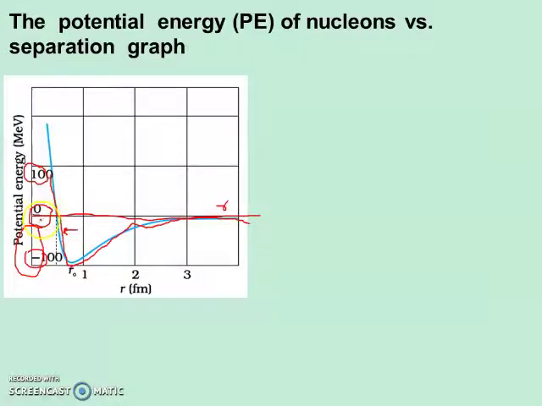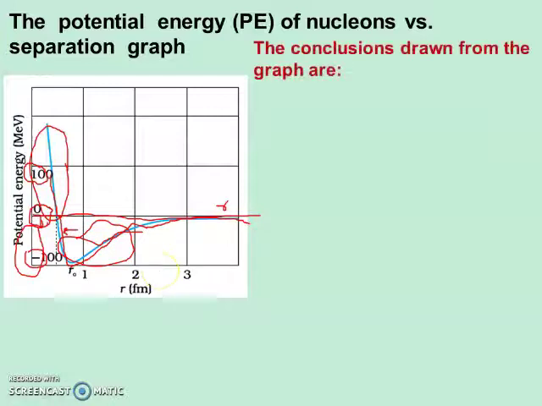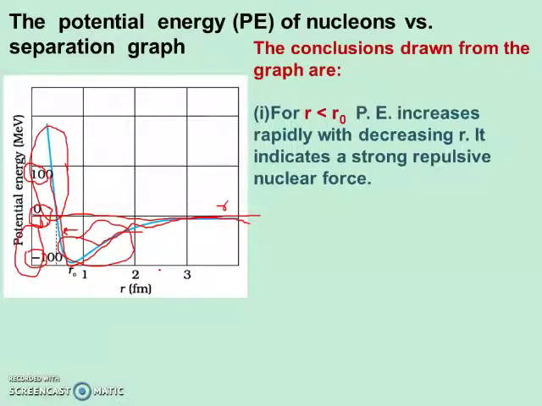Below this R0 equilibrium distance, there is a force of repulsion, and above it there is a force of attraction. It means if R is greater than R0, the force of attraction takes place. For R less than R0, the potential energy increases rapidly. It means there is a strong repulsive nuclear force, right?